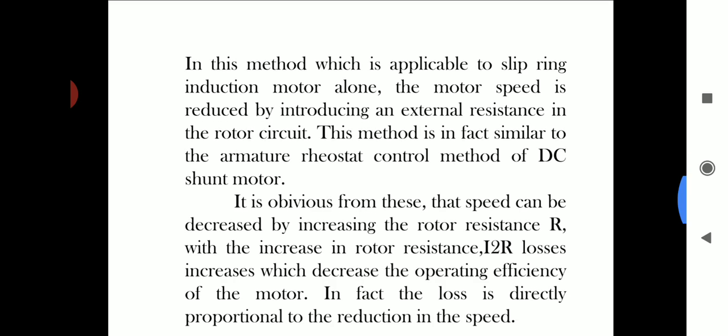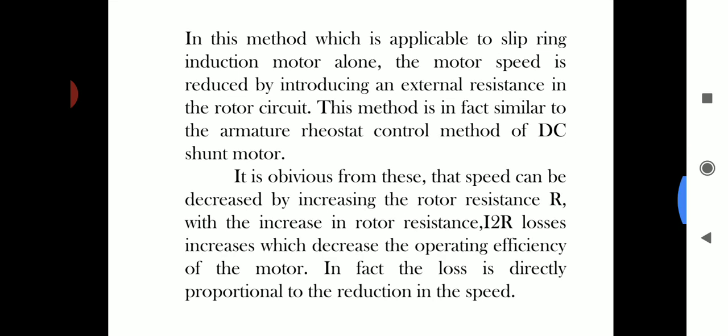This is very simple. In this method, which is applicable to slip ring induction motor alone, why is it said slip ring induction motor alone? Because in case of the squirrel cage induction motor, there are no rotor terminals. It is short circuited. Hence, it is applicable only to the slip ring induction motor where the terminals of the rotor are out. Hence, we can connect the resistance to those terminals. The motor speed is reduced by introducing an external resistance in the rotor circuit. What will happen if you insert the resistance in the rotor circuit? The speed of the motor goes on decreasing.